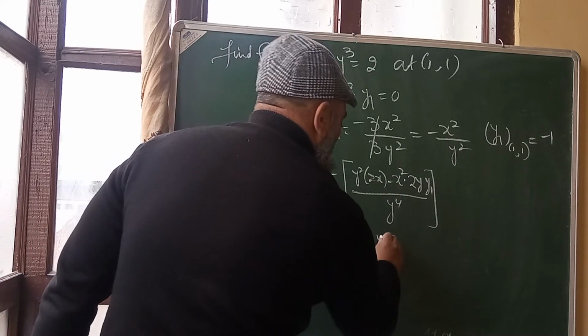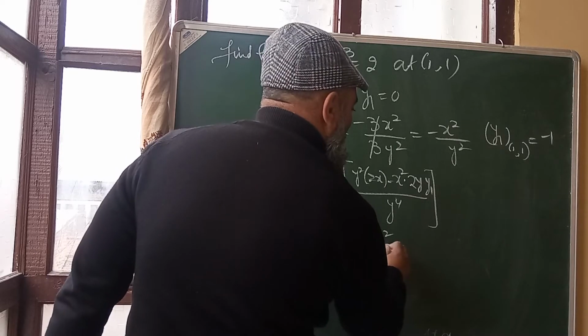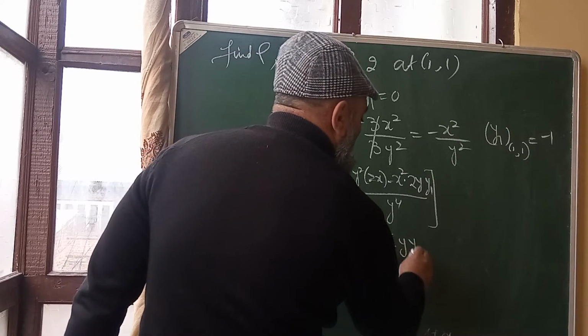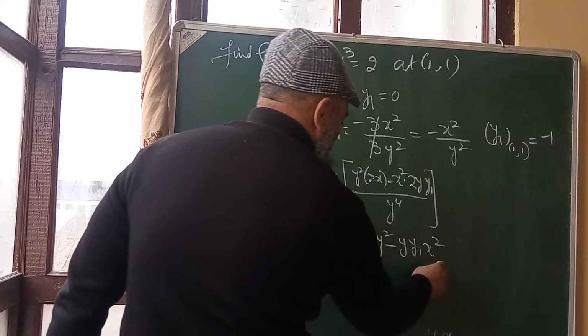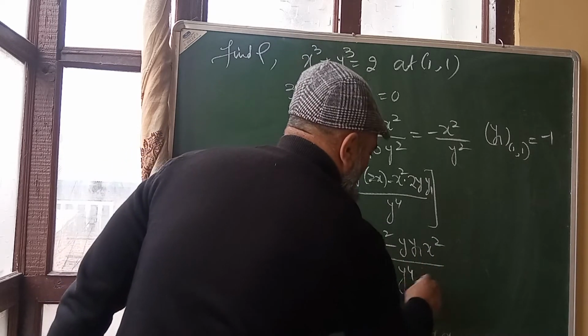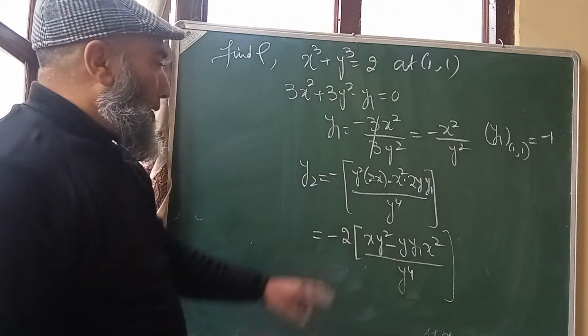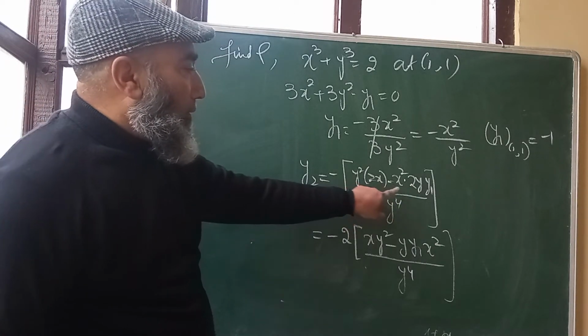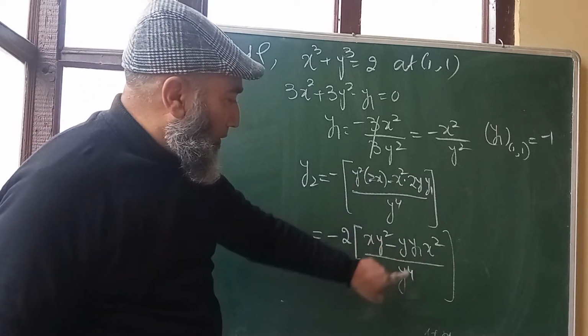This is xy square minus y1 x square. You can take 2 outside, the rest is there. Xy square, x square y, and y1, y4.